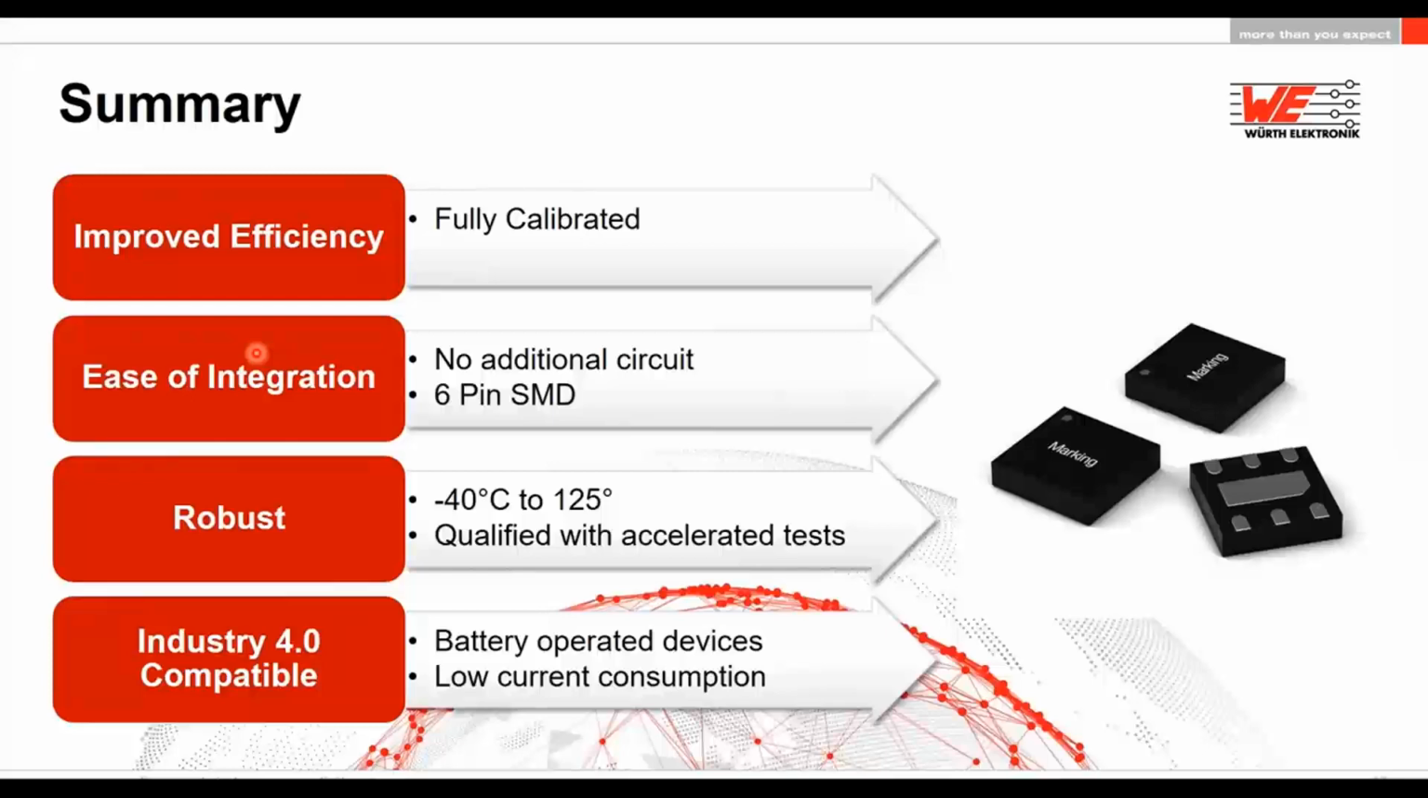In the last slide, I would like to summarize what we have discussed. So what we offer is improved efficiency, because the sensor is fully calibrated. You don't have to calibrate it as per your application. The ease of integration: you don't need any peripheral circuits or analog circuits. You can directly place the sensor and design it in your PCB. The sensor is robust in operation. It is qualified with different accelerated tests. And as mentioned, it is Industry 4.0 compatible. It can be operated in battery operated devices, and also it has very low current consumption.